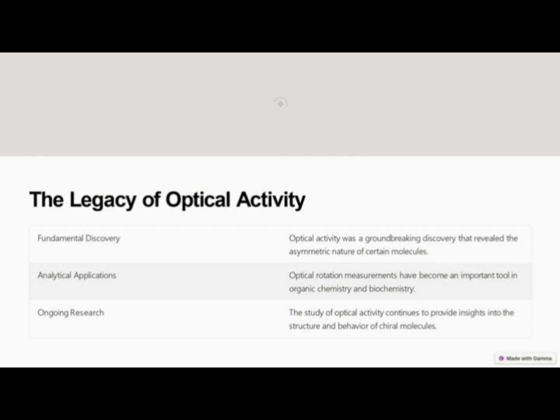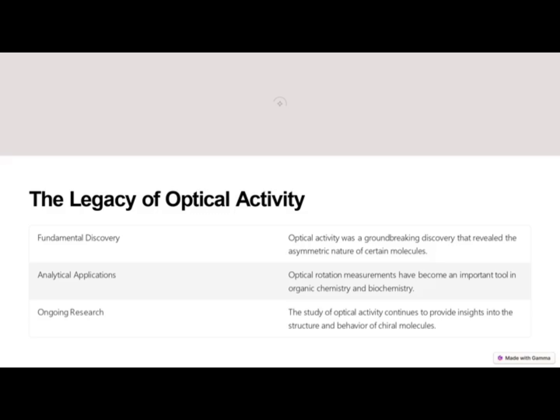And the amount of optical rotation, theta, is also directly proportional to C, where C is the concentration of the optically active solution. Also, theta is inversely proportional to the square of the wavelength of light used, or we can say theta is proportional to 1 by lambda square.